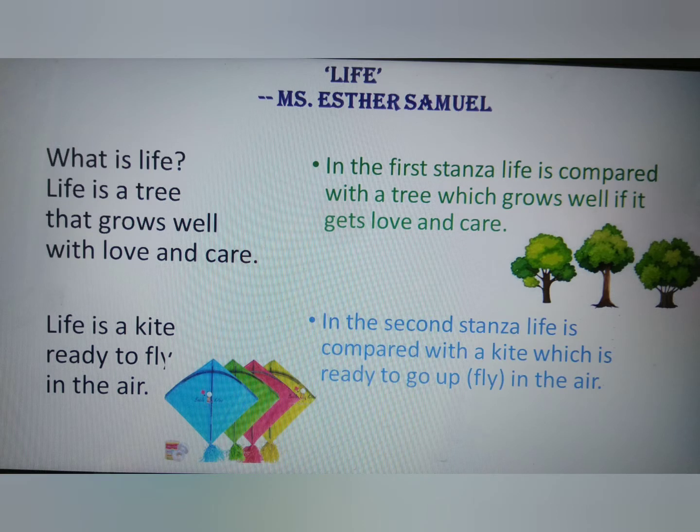Life is a kite ready to fly in the air. In the second stanza, the poetess has compared life with a kite, which is ready to go up in the air. In other words, as a kite continuously strives to go up in the air, our life is also supposed to make progress towards a high goal.